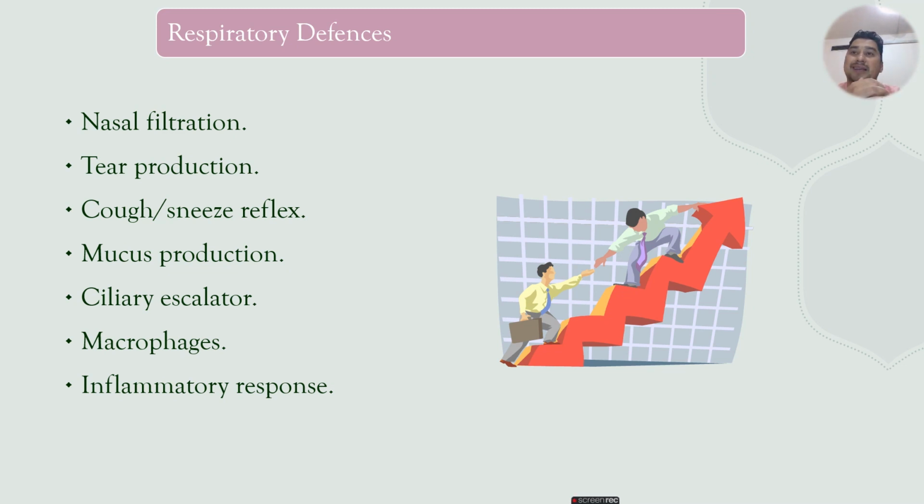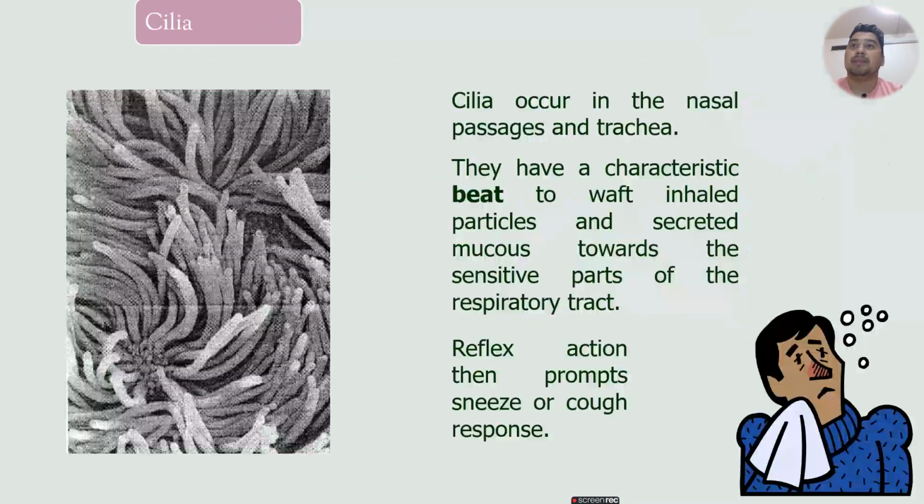Then we have the cough and sneeze, as I said, and mucus production, the ciliary escalator, macrophages, and inflammatory response. When we get an inflammatory response, we come to know that there are some problems, so we will take care also. All of these are defense mechanisms that protect us from hazardous substances.